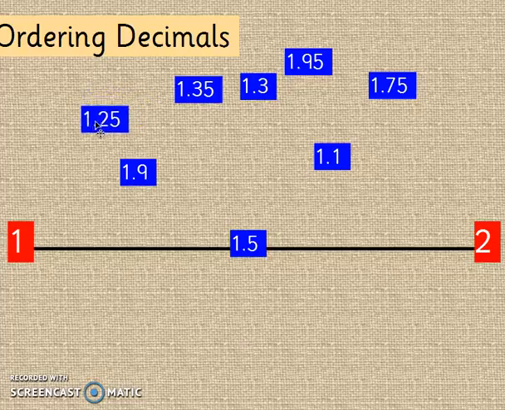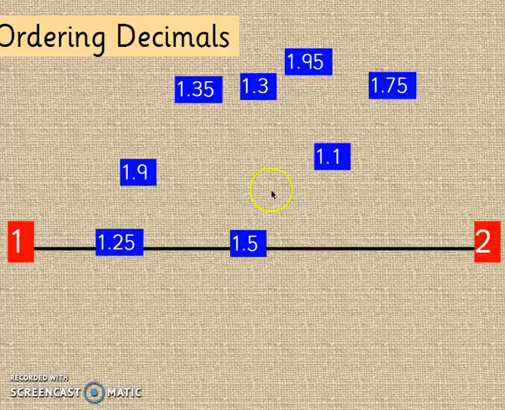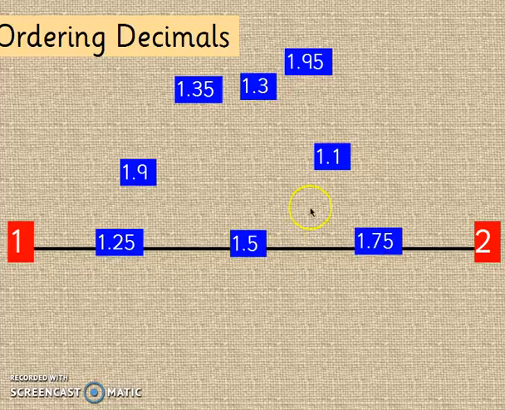Then we look for our quarter if there is one. So 1.25, 0.25 is our quarter. And 0.75 is our 3/4. Remember I said you need to be really confident knowing that 0.25, 0.5 and 0.75 are a quarter, a half and 3/4.